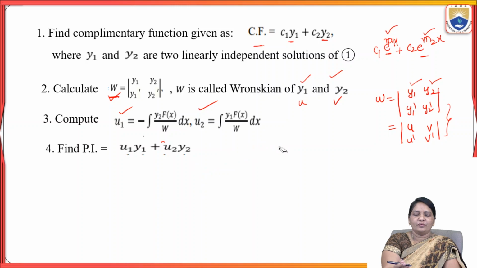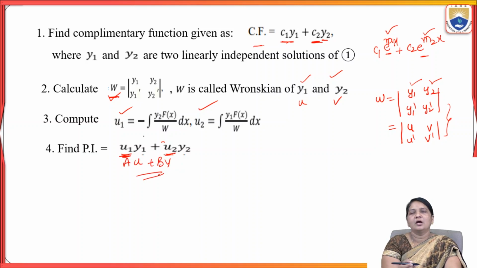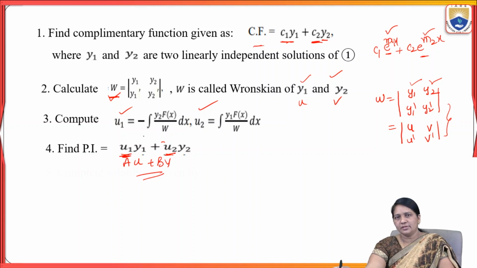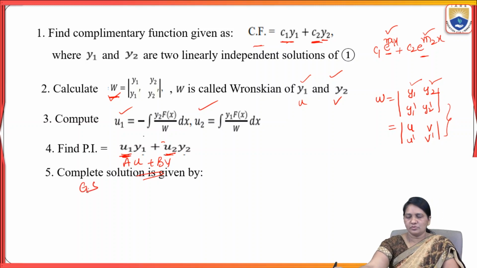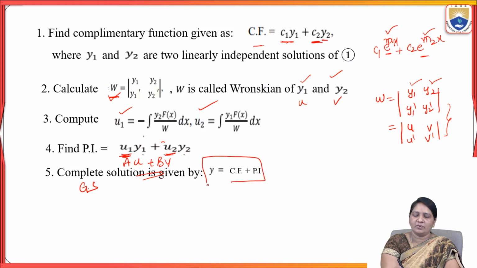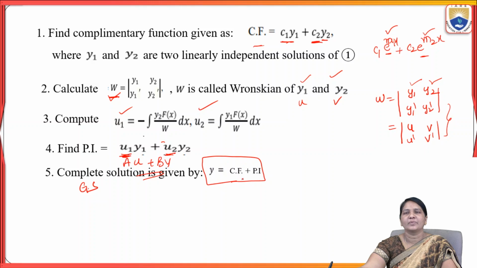After that, what is the particular integral? After calculating u1 and u2, in place of c1 you replace u1, and in place of c2 we replace u2. Then that is the particular integral, otherwise A into u plus B into v. This is the particular integral. After this, what is the complete solution or general solution? The complete solution or general solution of the given equation is CF plus PI, both together. These are the steps, or this is the working rule we use to solve the given equation by the method of variation of parameters.